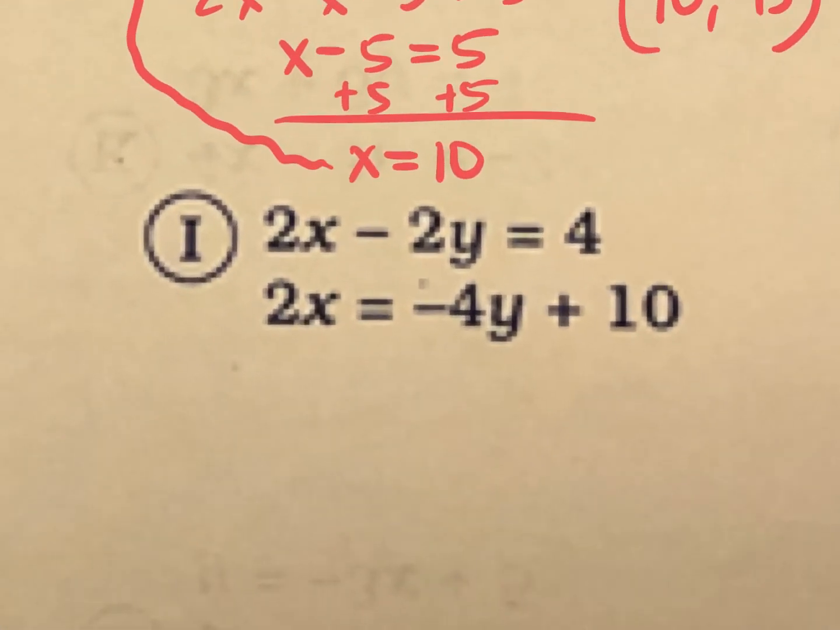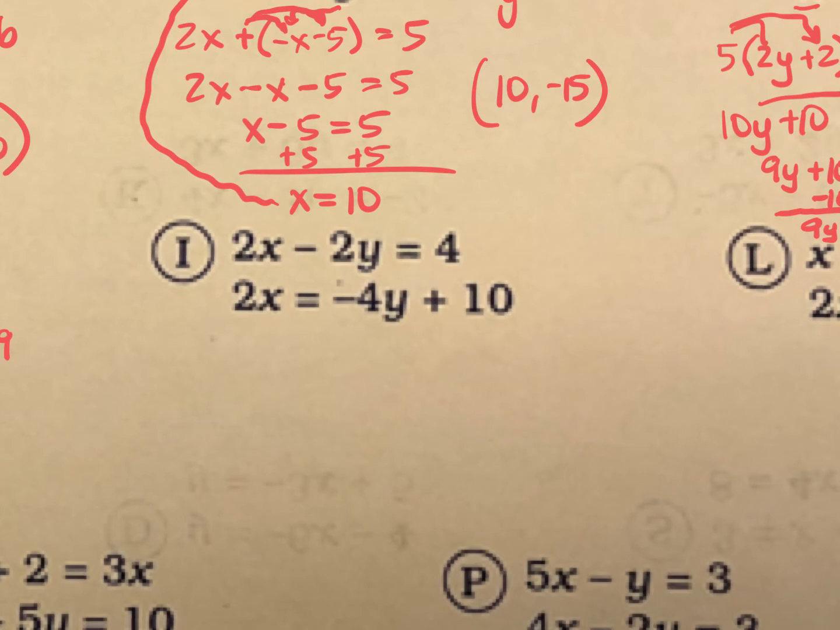All right. This one's kind of tough. There's a couple ways to do this. I'm just going to show you this way first, but there's an easier way to do it. Let's say this equation, we talked about this in the class. This equation, we decided we're going to divide everything by 2. So I get x equals negative 2y plus 5. And now I know what x equals, negative 2y plus 5.